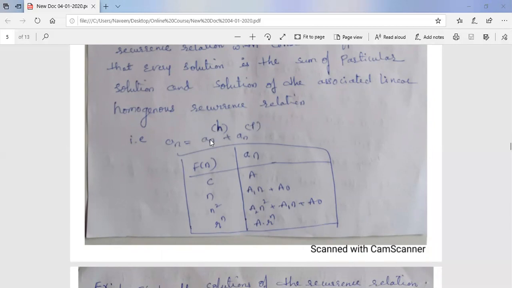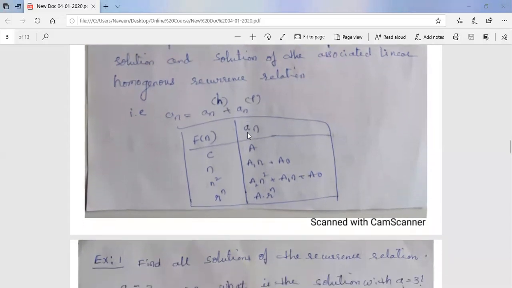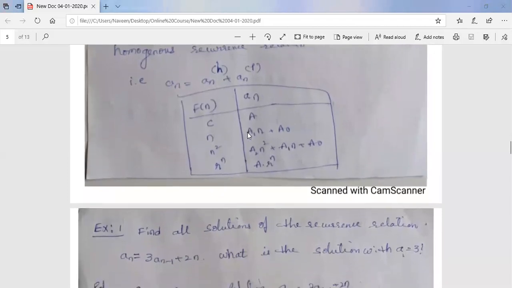So this solution contains two parts, homogeneous and particular solution. You all know how to solve the homogeneous recurrence relation, so by using that procedure you can find the first term of the solution, and using this table you find the second term, the particular solution. Here we have an example. I will discuss by taking one example.